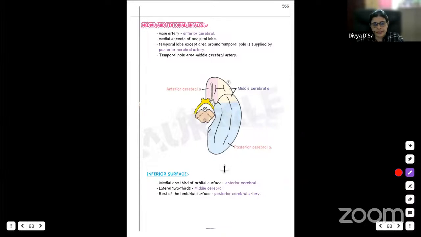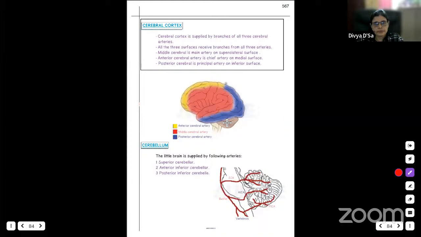On the inferior surface, the medial one-third of the orbital surface is supplied by the anterior cerebral artery, and the lateral two-thirds by the middle cerebral artery. The rest of the tentorial surface is the posterior cerebral artery. So among the surfaces, on the superolateral surface the main artery is the middle cerebral, on the medial surface the main artery is the anterior cerebral, and on the inferior surface the main artery is the posterior cerebral.